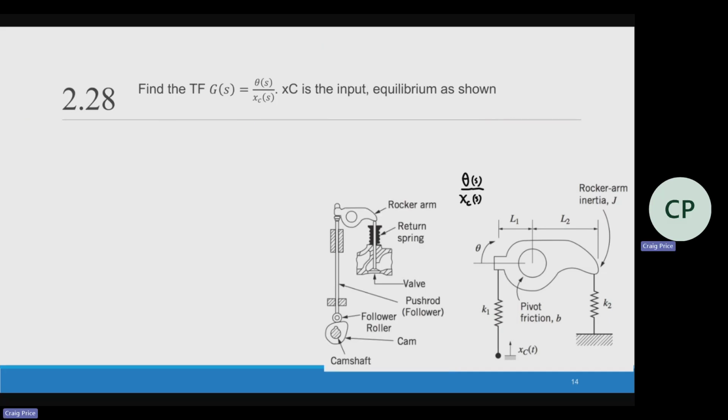I want you to find. Oh, there it is. We want to find the transfer function theta, the motion of this, over the input, which is x of t, which is the displacement. It's shown at equilibrium. Now, this is the more realistic depiction of what this is. So we've got a rocker arm. This is our camshaft. We have a follower, so it's always pushing this. We have a return spring. And this is the simplified model.